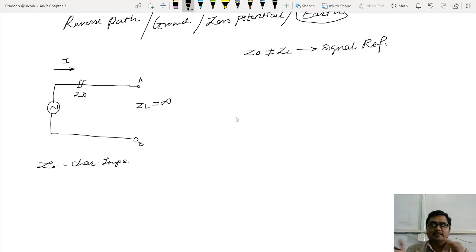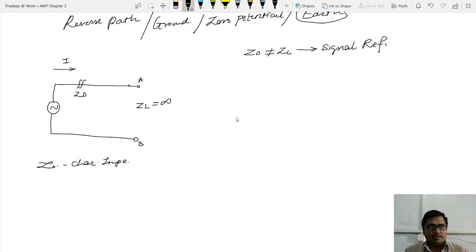Yes, signal will get reflected. We have studied the same theory in the maximum power transfer theorem, in our circuit theory. Maximum power from the input side to the output side will be delivered only when the circuit impedance matches with the load impedance. If it is matching, then only maximum power will be transferred. If it is not matching, then obviously maximum power will not be transferred. Some power will be transferred, but I can't say it is a maximum. That's what the maximum power transfer theorem is.